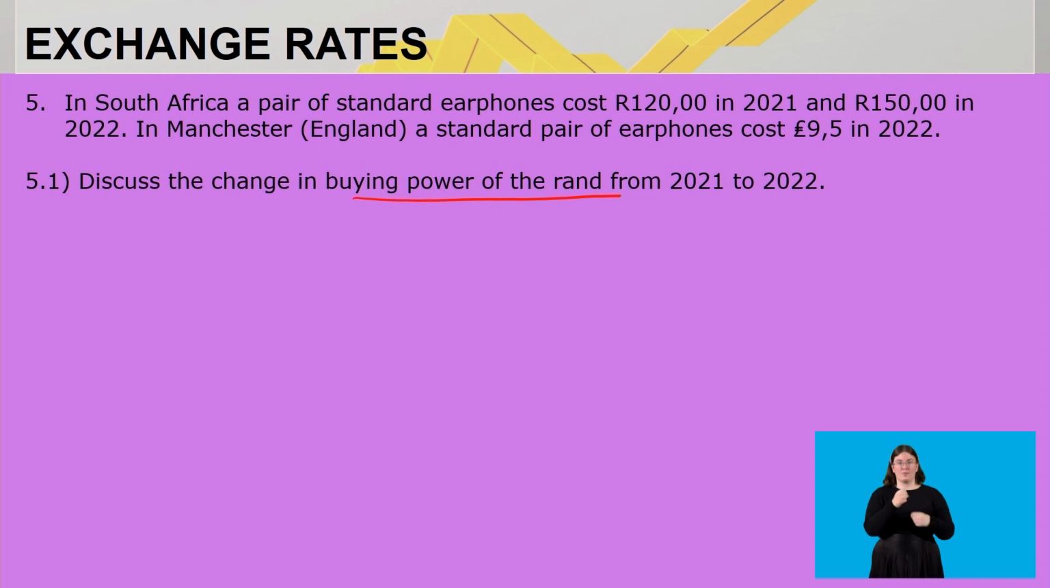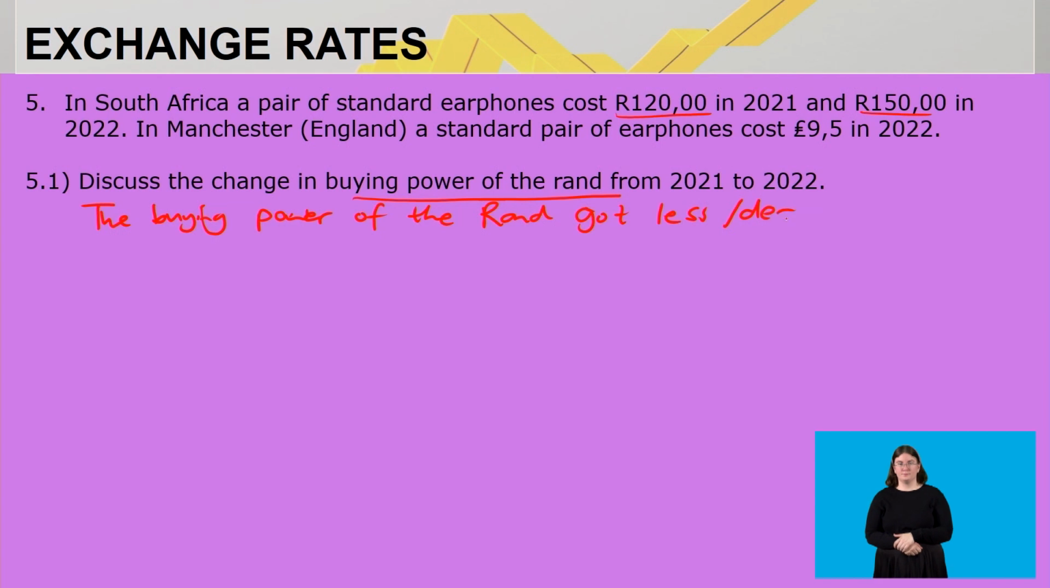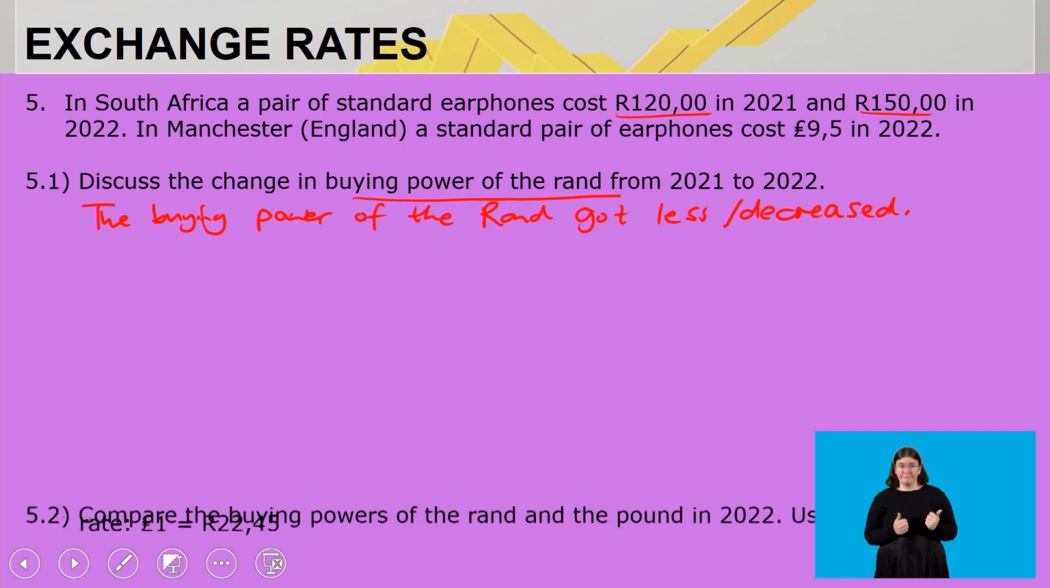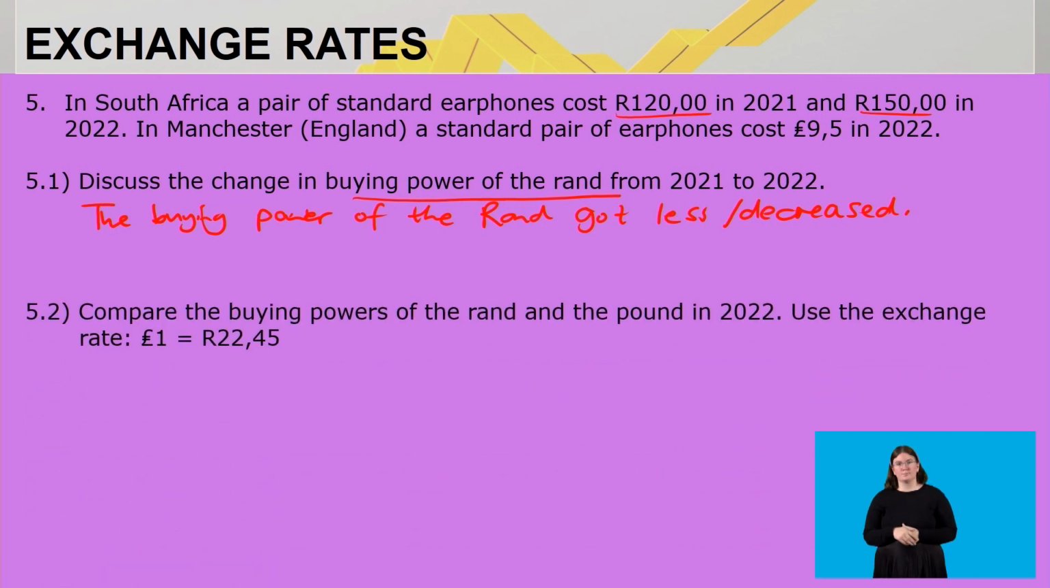So guys, if you look at this, 2021, a pair of earphones cost 120 rand. Then a year later, it now costs 150 rand. Right? We can see there was an increase in the price. So what happened now? So we can say that the buying power of the rand got less, right? It decreased, if you can put it that way. It got less or it decreased. Okay, are we fine? I'll be looking now at question 5.2.